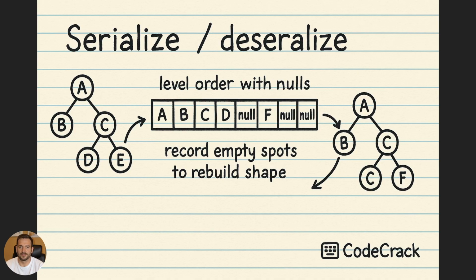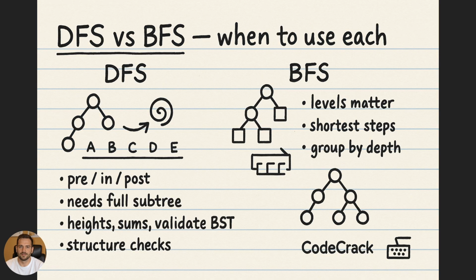Serialize/deserialize. Turn the tree into a sequence and back. Remember to record empty spots so you can rebuild shape, not just values. When do we use DFS versus BFS? Use DFS, pre, in, or post, when answers depend on full subtree info like heights, sums, structure checks. Use BFS, level order, when levels matter, shortest steps, grouping by depth or width.